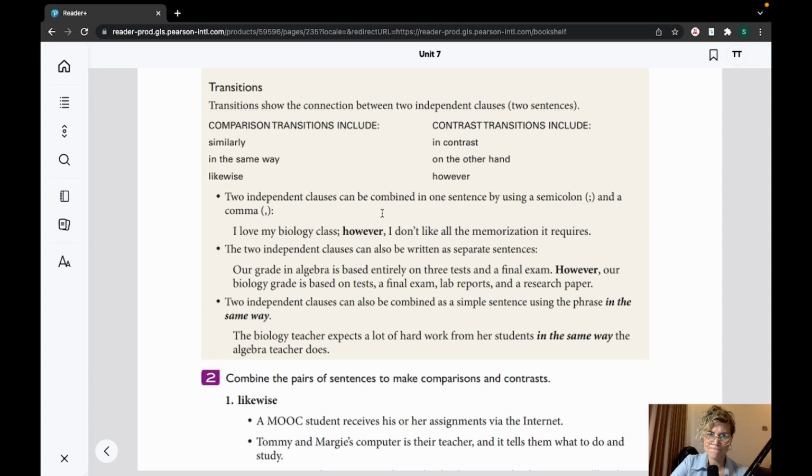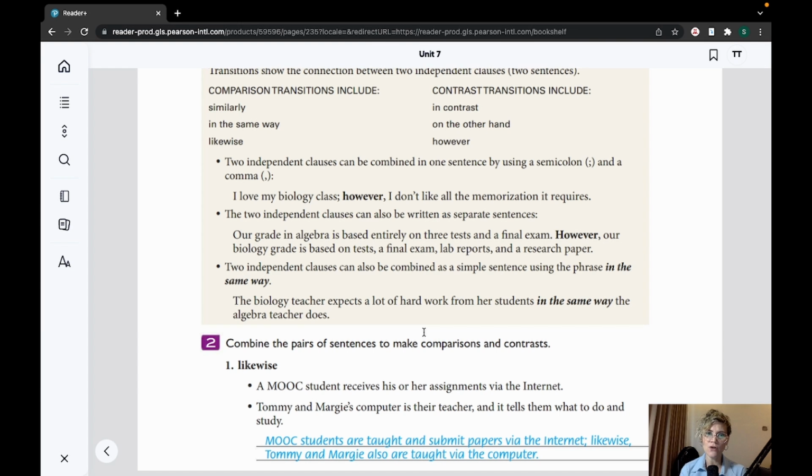You can do that. For instance, I love my biology class; however, I don't like all the memorization it requires. It's one way to do it. You can also use it as separate sentences. Our grade in algebra is based entirely on 3 tests and a final exam. However, our biology grade is based on tests, a final exam, lab reports, and a research paper. Two different sentences.